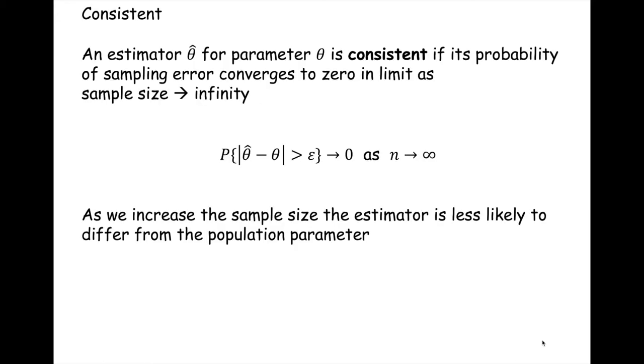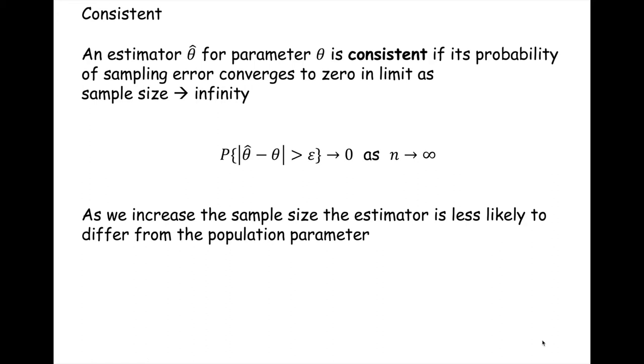So let's continue on. And the next test is called the consistency test. And it says, and this is in the book, an estimator theta hat for some parameter theta is so-called consistent if the probability of sampling error converges to zero in the limit as your sample size tends to infinity. So what does that mean? That means you have your ground truth parameter theta, which you don't really know, and you have your statistic, theta hat, your estimator that you hope will be a good replacement for theta.